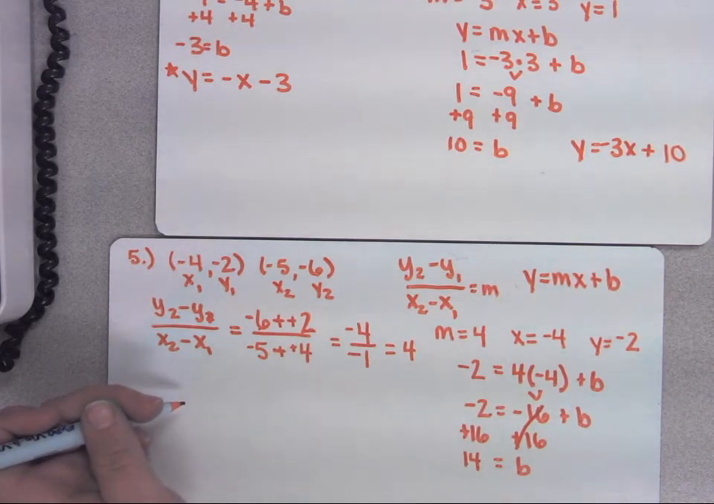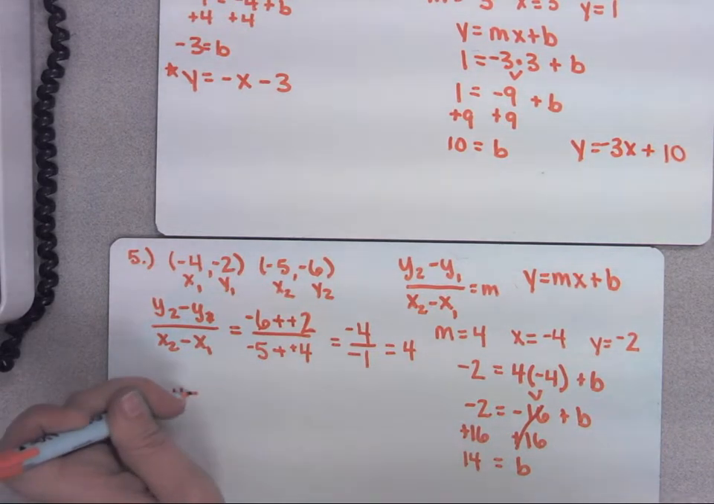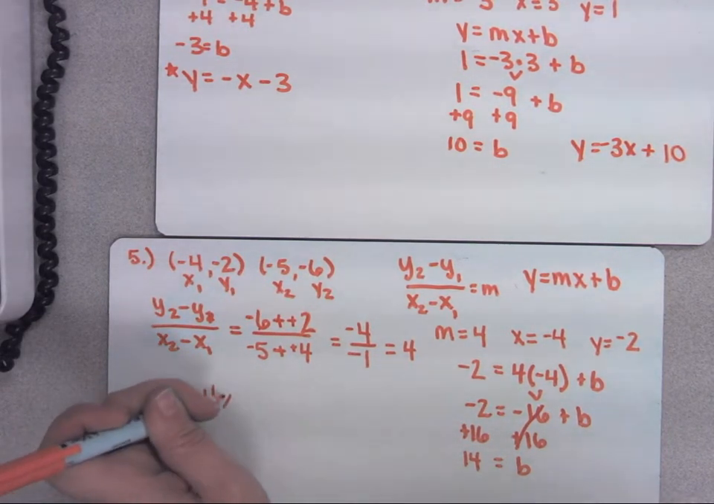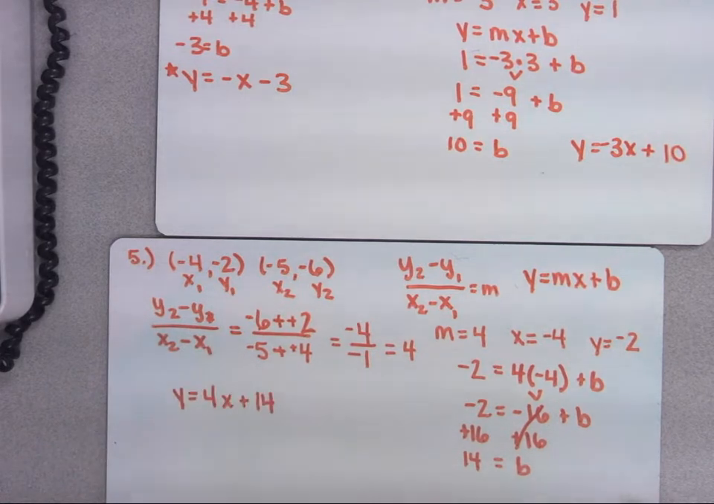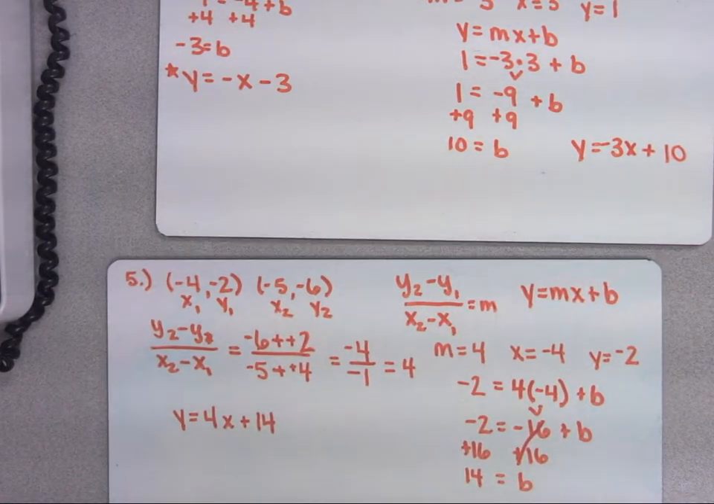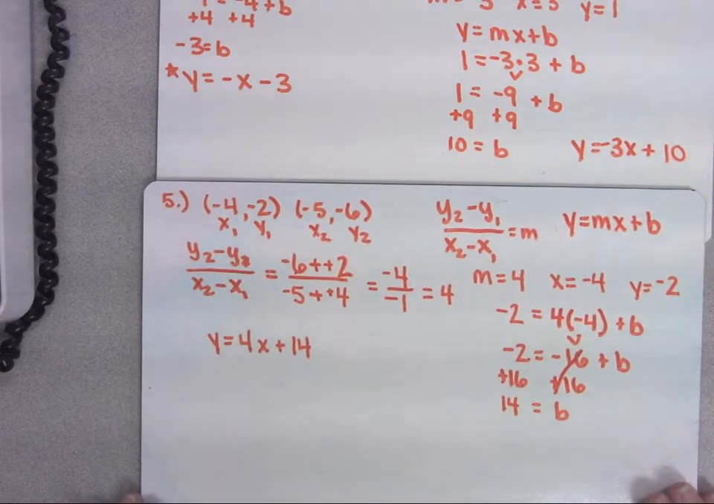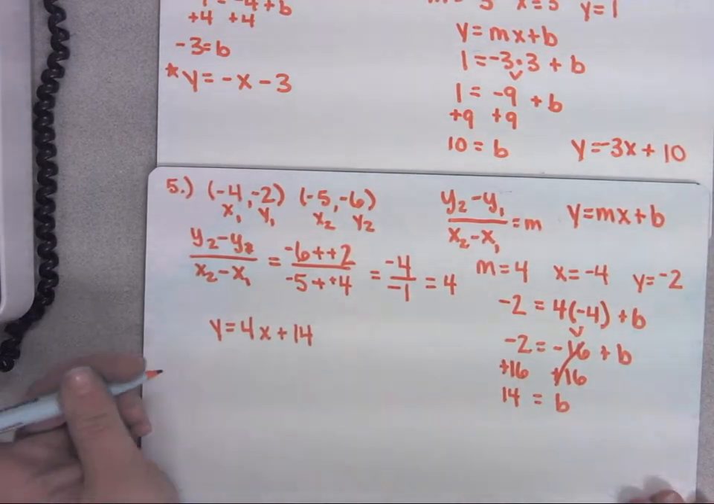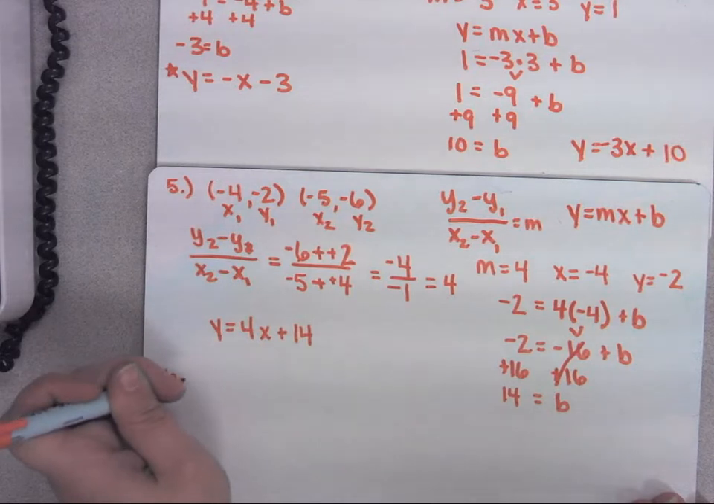Morgan, you already worked. You don't get to talk this time. Crystal? 4x plus 14. Good job. That's not so bad, right? Now, it's actually easier, but it's going to throw you off for a second. What happens here? Number 6.